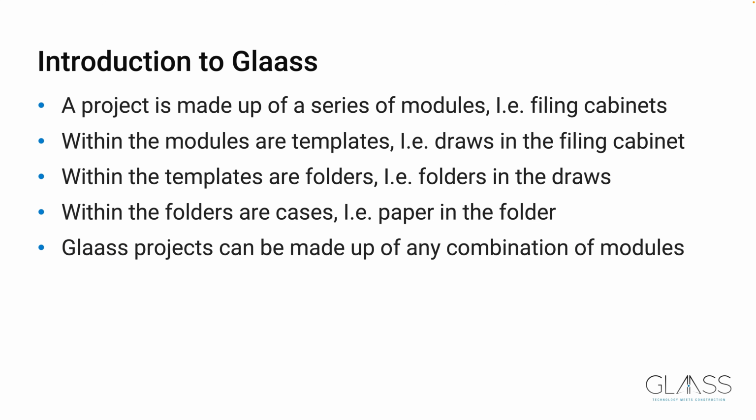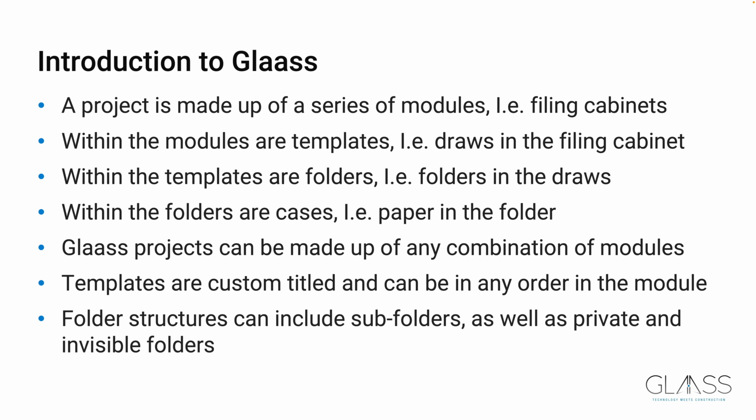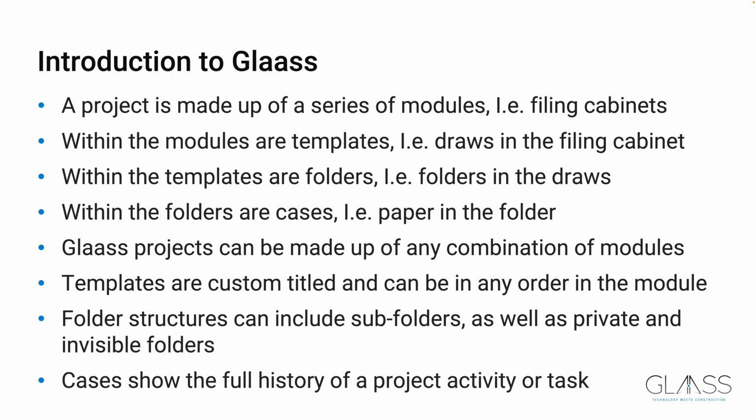Glaass projects can be made up of any combination of modules and templates, and the templates are custom titled and can be in any order in the module. Folder structures can include subfolders, as well as private and invisible folders, and the case shows the full history of a project activity or task.